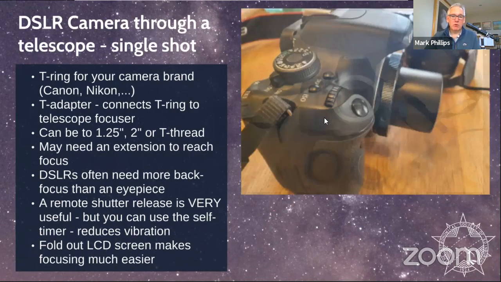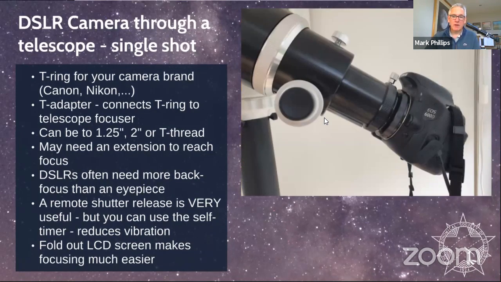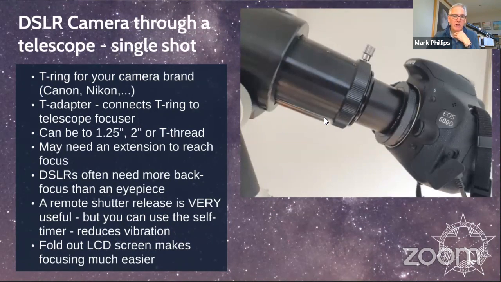DSLRs often need a bit more back focus. Sorry, that's the connector to the T-ring in the camera. That's it plugged into the camera, into the telescope draw tube. That's just plugged in with a 2 inch adapter to the 2 inch draw tube. But DSLRs sometimes need an extra bit of back focus. So you might find you can't actually reach focus with your telescope normally. So you might need an extension tube to stretch it out even longer. And I think a lot of people do get that problem when you first connect a telescope to a camera, that they can't actually focus it.